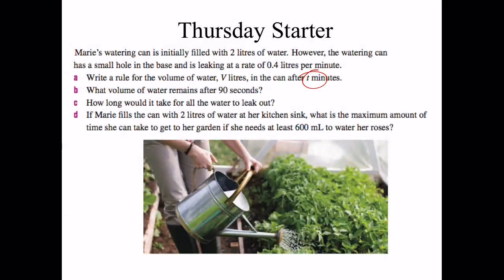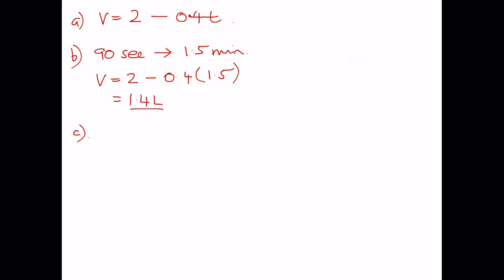Part C. How long would it take for all the water to leak out? For all the water to leak out, that would give us a volume of 0. So when is the volume equal to 0? Substitute 0 in as our volume, and we're going to solve this equation. We want to get t by itself. The first thing we need to do is get rid of this 2, and we can do that by subtracting 2 from both sides of our equation.